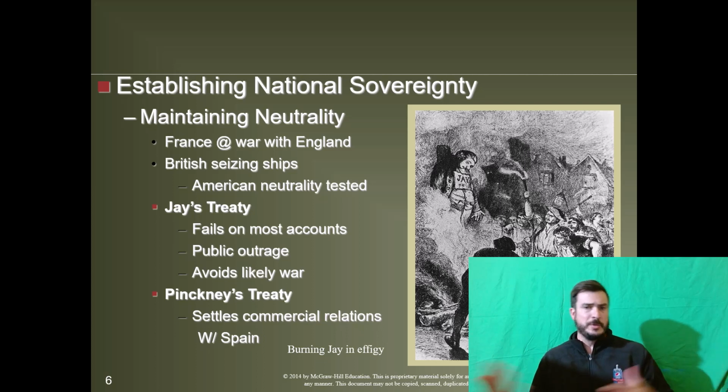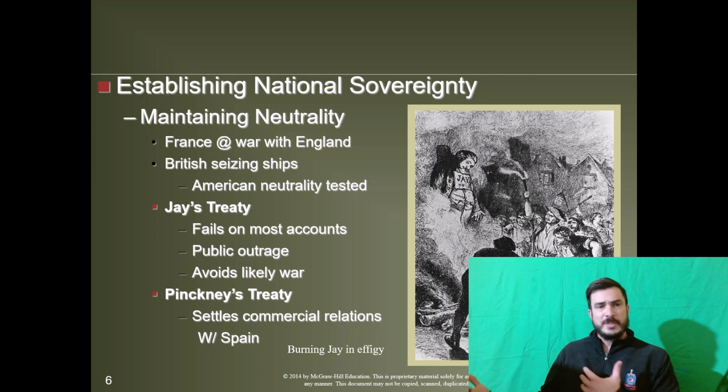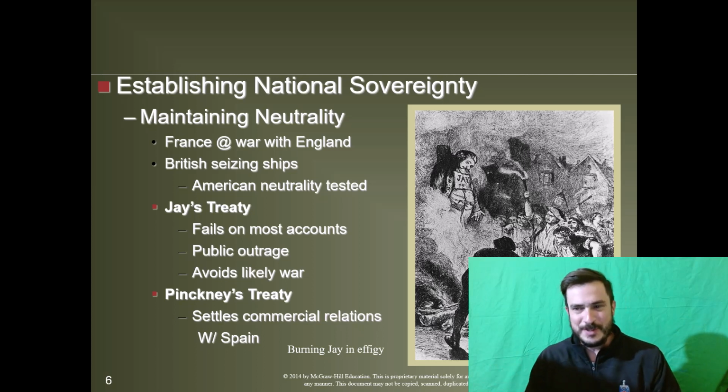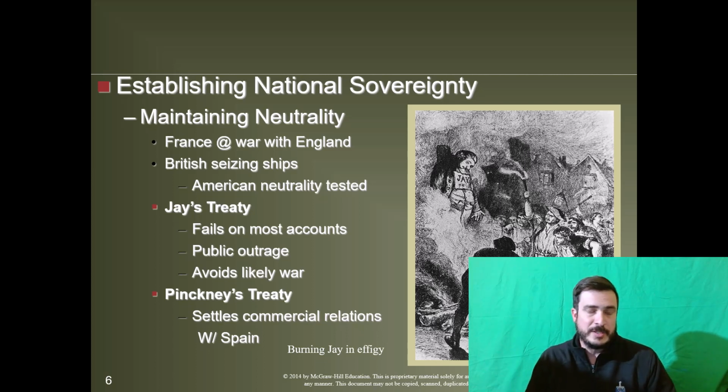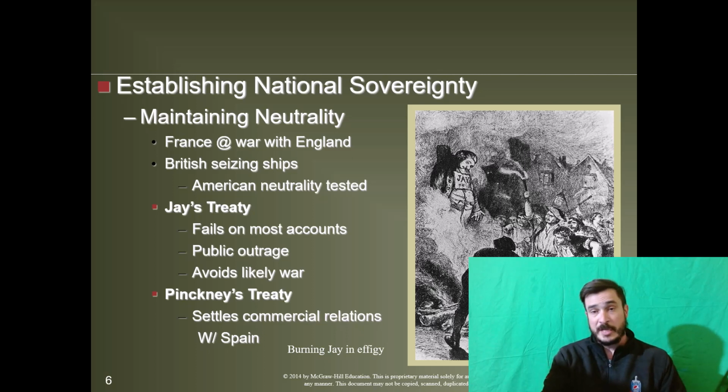The Federalists go, "Well, look, what do you think this guy's supposed to accomplish here? The United States has not a lot of ammunition to go take a firm position against the British. It doesn't have a massive military. It doesn't have like a massive navy. This is about the best we could do." So there's widespread outrage against John Jay. His image is burned in effigy. Dummies of him are set on fire and burned throughout the United States. But it does avoid what would have been a likely war.